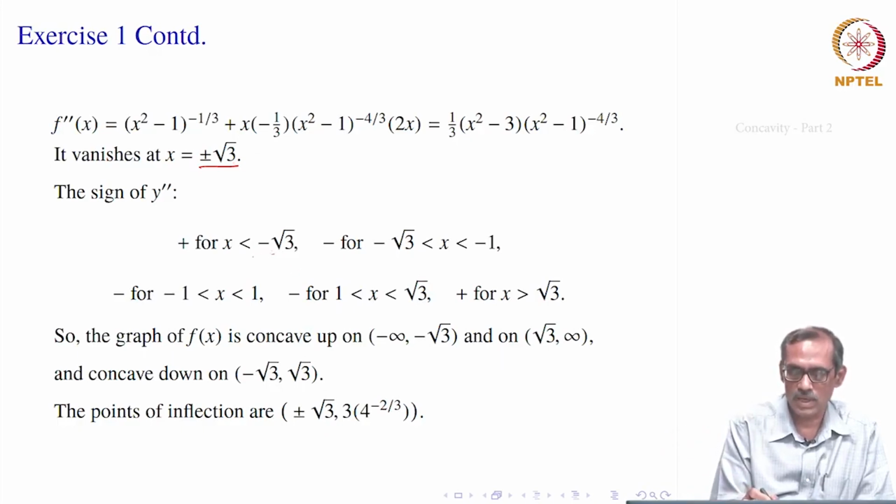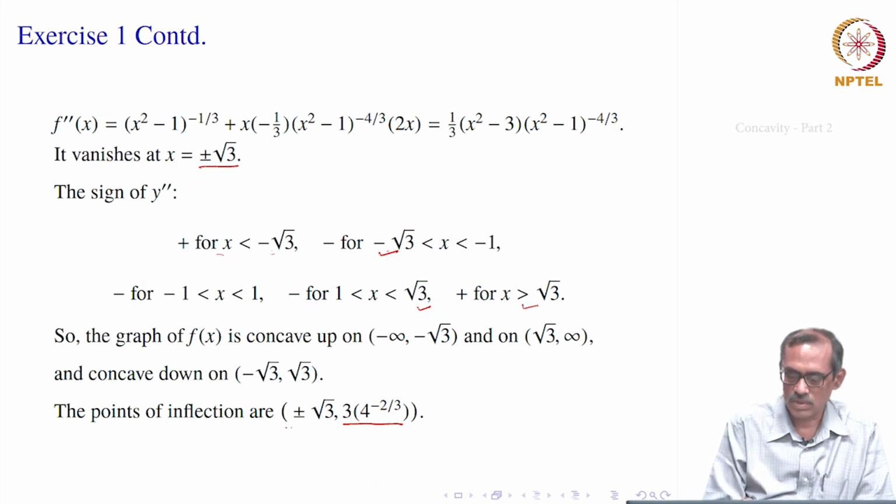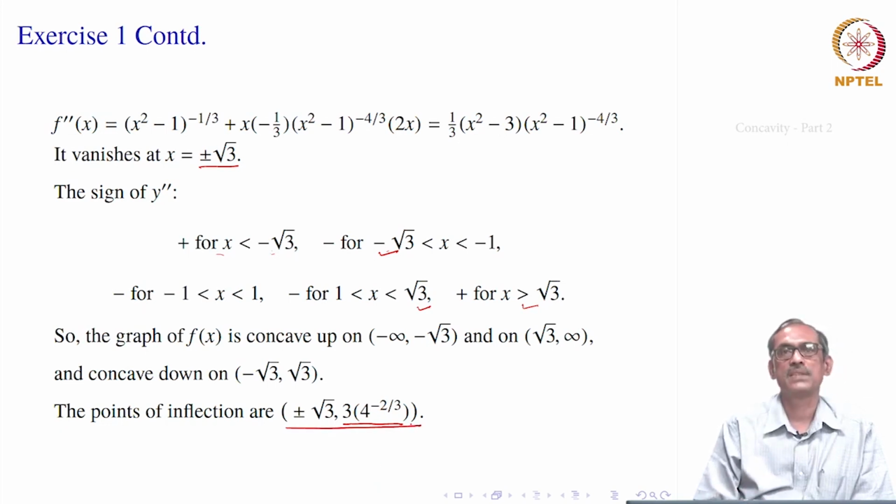At minus root 3 it is changing: on the left side it is positive and on the right side it is negative. So, that is giving a point of inflection, and at root 3 also, on the left side it is negative and on the right side it is positive. So, that is also a point of inflection. So, if we evaluate the function at root 3 and minus root 3, its value will be 3 into 4 to the power minus 2 by 3. So, these are the 2 points of inflection of the curve.